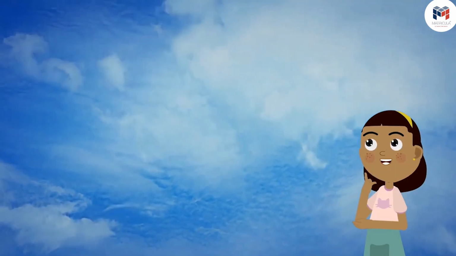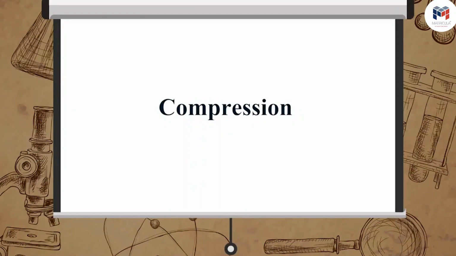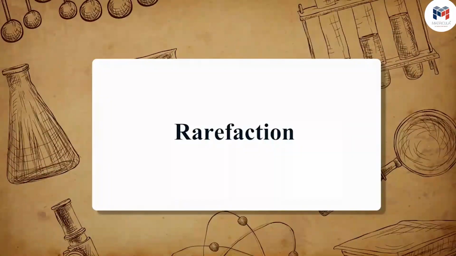The most common medium through which sound travels is air. When a vibrating object moves forward, it creates a region of high pressure by compressing the air in front of it. This is called compression. This compression moves away from the vibrating object. When the vibrating object moves backwards, it creates a region of low pressure, which is called rarefaction.